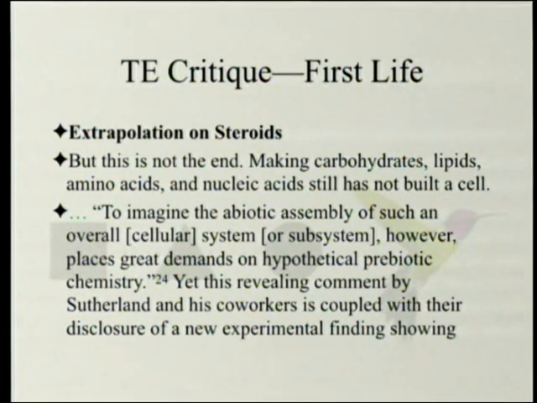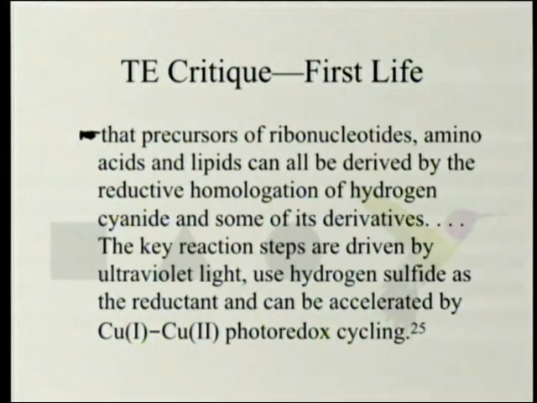Yet this revealing comment by Sutherland and his co-workers is coupled with their disclosure of a new experimental finding showing, to quote them, that precursors of ribonucleotides, amino acids, and lipids can all be derived by the reductive homologation of hydrogen cyanide and some of its derivatives. Hydrogen cyanide is one of the bases for, yes.